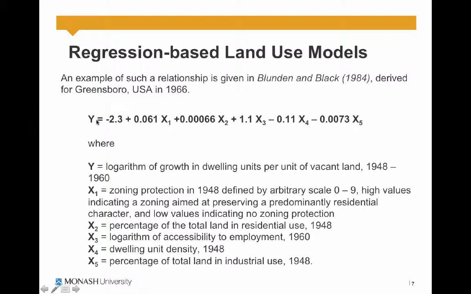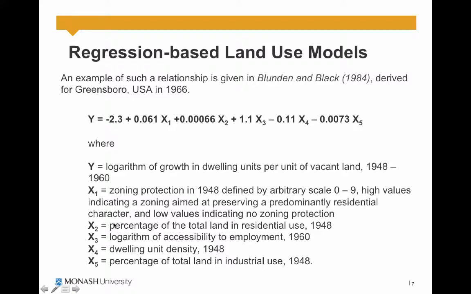So here, what we try to predict is the y variable, which is the growth in dwelling units per unit of vacant land. It basically tries to predict the growth in the number of dwellings per area as a function of different factors, including the zoning protection level. For example, zoning changes between 0 and 9, where high values indicate zoning aimed at preserving a residential character, and low values indicate no zoning protection.